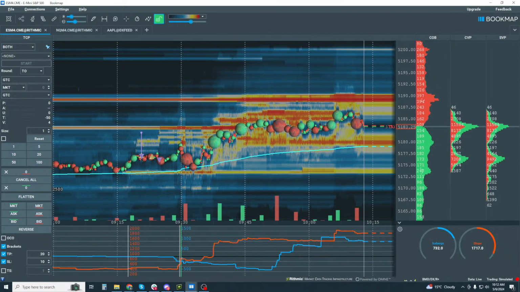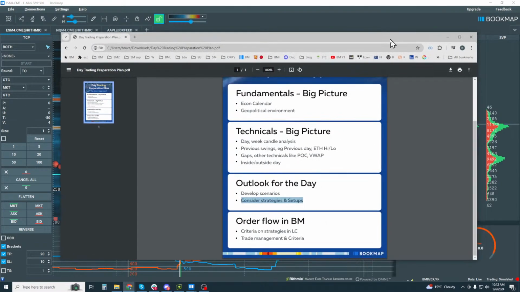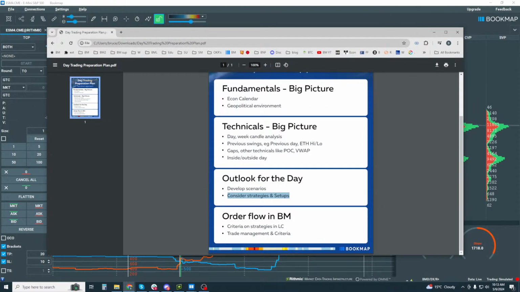All right. Well, let's jump back. Let's go over our bigger picture approach. So our fundamentals in the big picture. We had a big week last week in terms of data. That's very typical for the first week or first weeks of the month. So what's this week look like in terms of data for us?